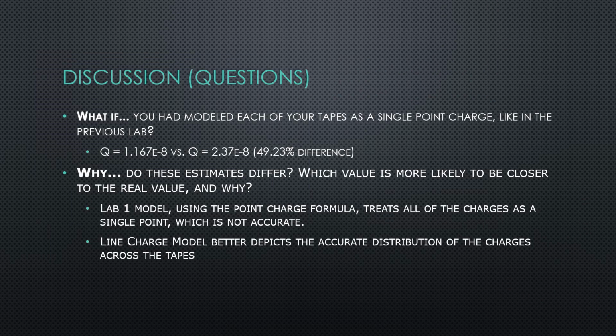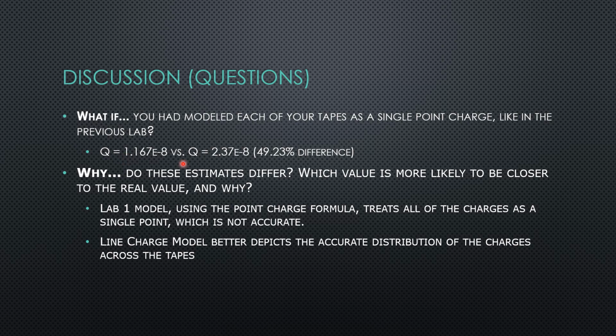For a what-if question, in Lab 1, Q was equal to 1.167e-8 versus in this lab, Q was found to be 2.37e-8, which is almost a 50% difference. So the question is, why do these estimates differ? In Lab 1, we were using the point charge formula, which treats all of the charges as if they were concentrated around a single point, which is not accurate.